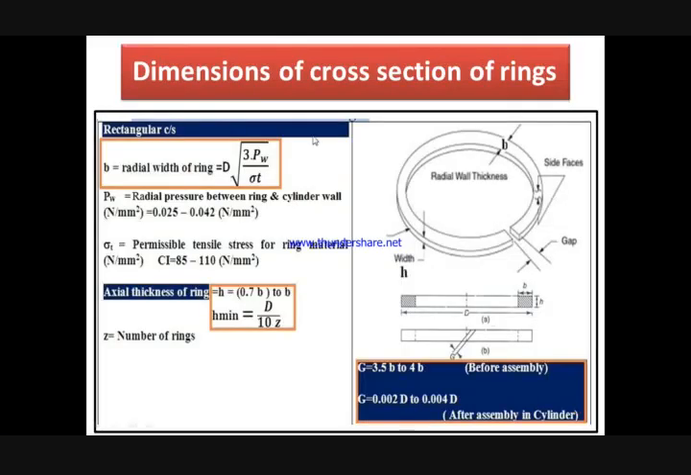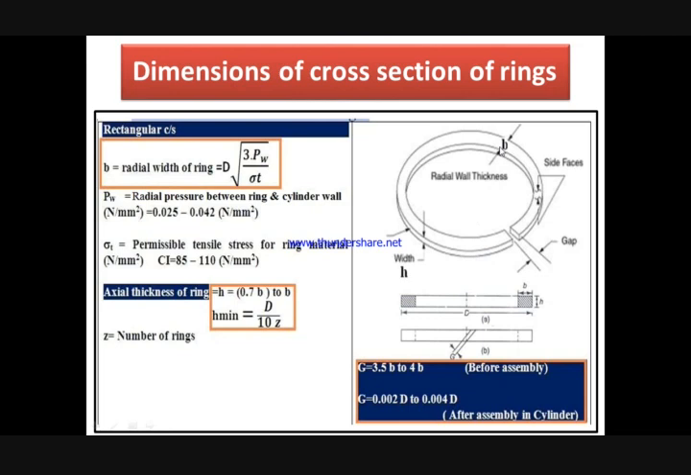So next is dimensions and cross section of the rings. So this is the ring, you can see. Before we fix it on the cylinder, there is a gap between the end faces. This is called the gap between the free ends.